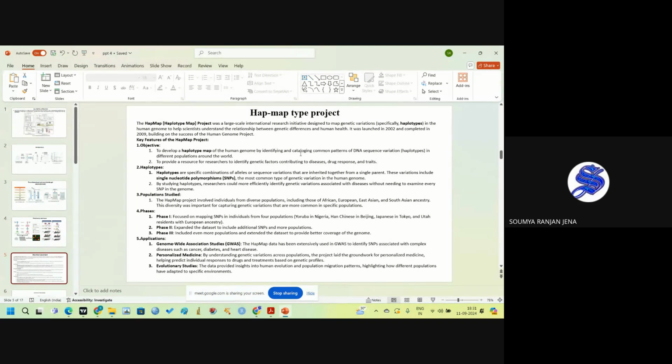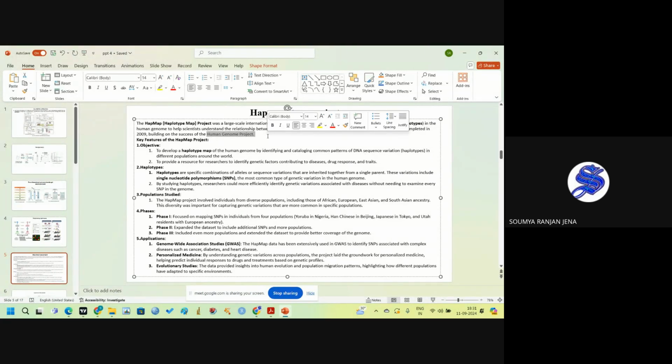To study this type of change or variation, how the gene is varied, we have to study the haplotypes. This was launched in 2002 and completed in 2009, building on the success of the Human Genome Project, because during the Human Genome Project our total genome was sequenced. So we use that sequence to study the variation of all the genes.